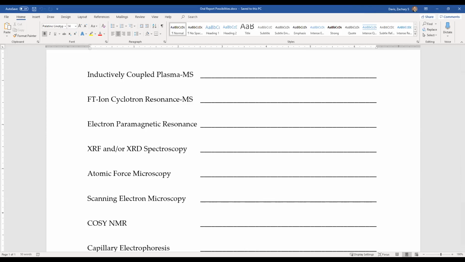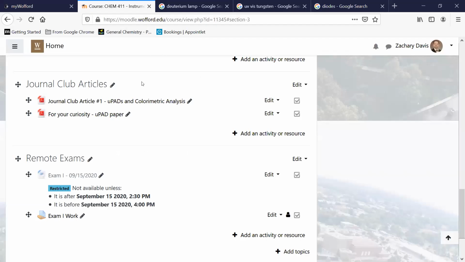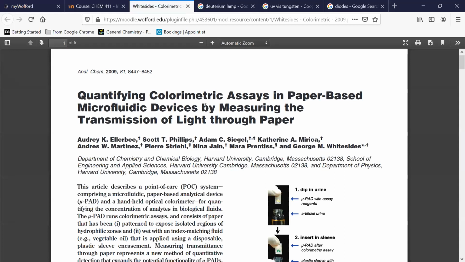All right. And then Journal Club, if you are on our Moodle page, I put journal article number 1 here, micropads and colorimetric analysis. This is a neat paper by George Whitesides out of Harvard.